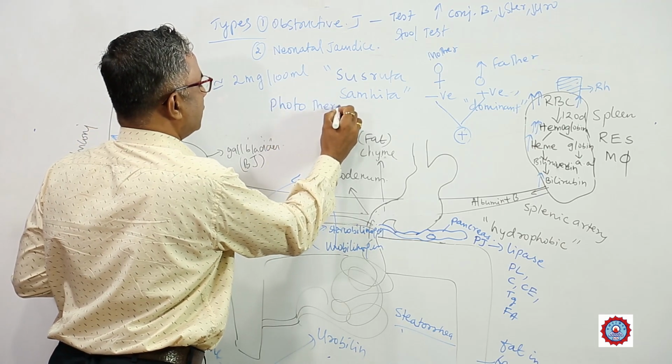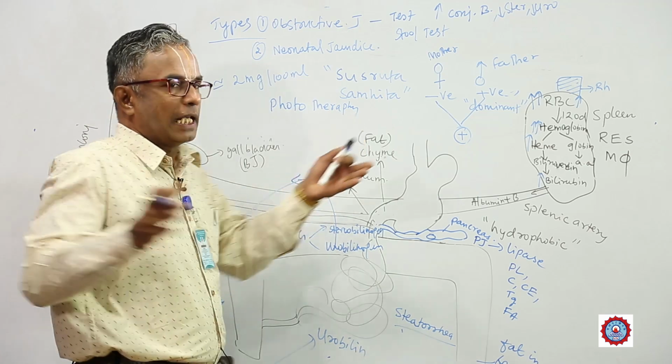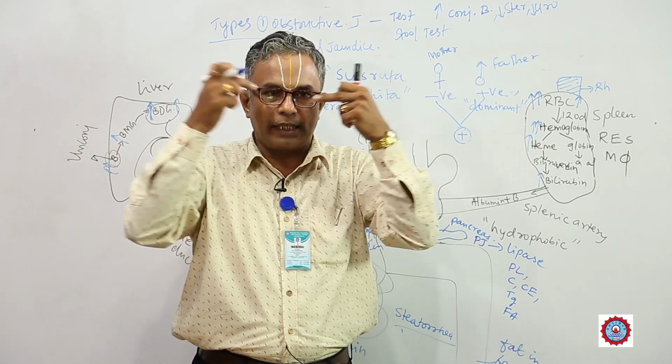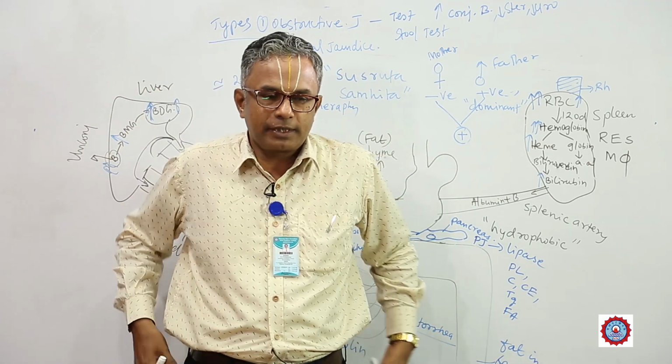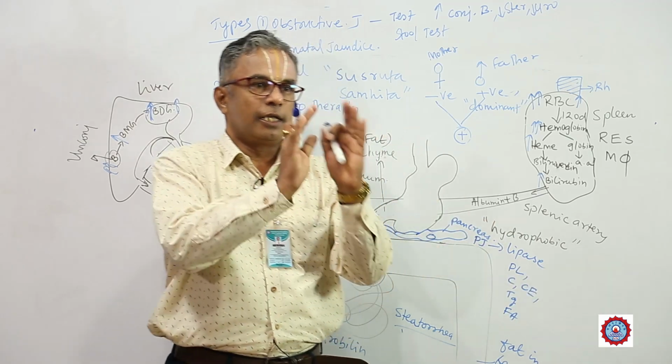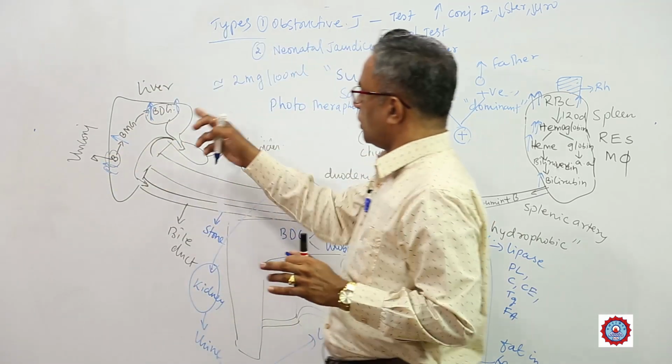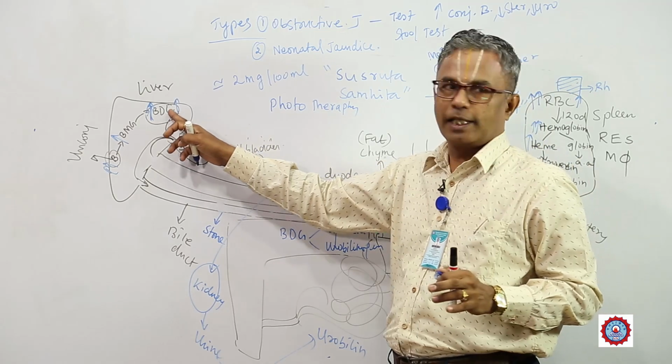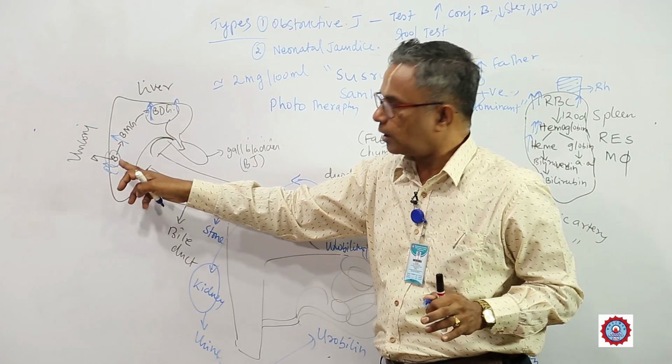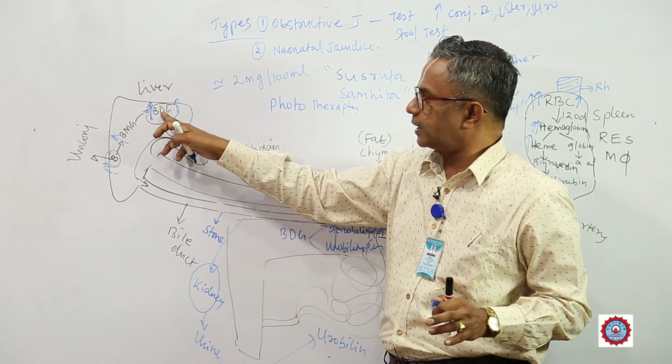Phototherapy, that is, they will keep the child under a UV lamp. In the UV lamp, they will cover the eyes and the private parts and then keep the child in the UV light. The UV light will destroy this compound present in the child's body.